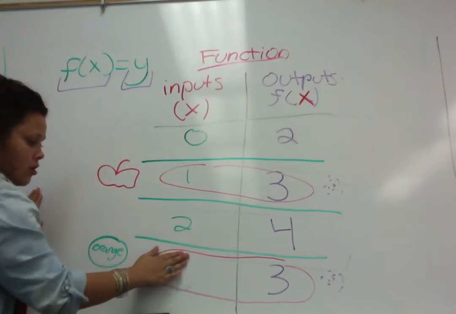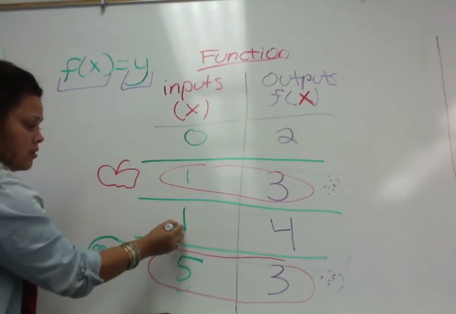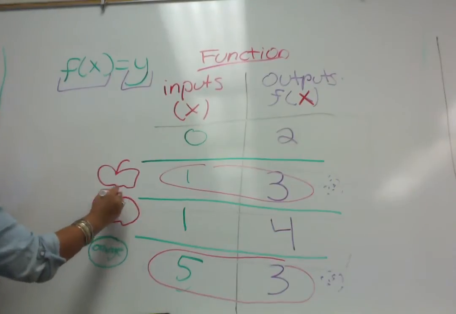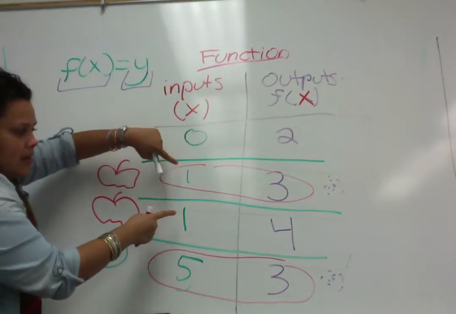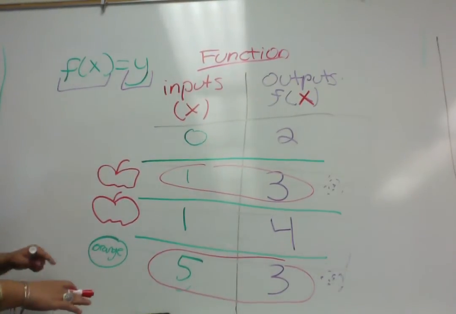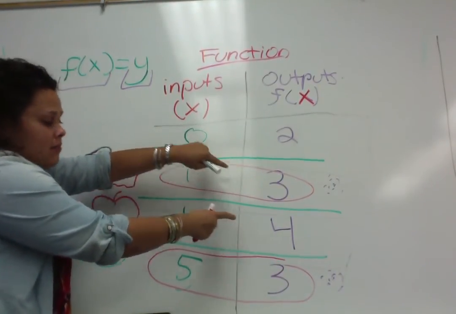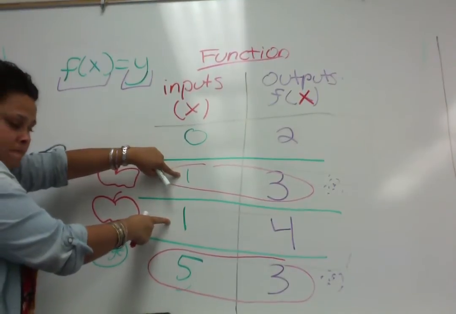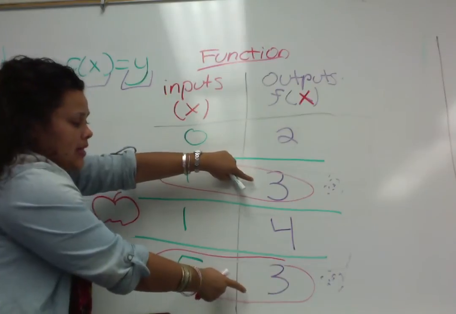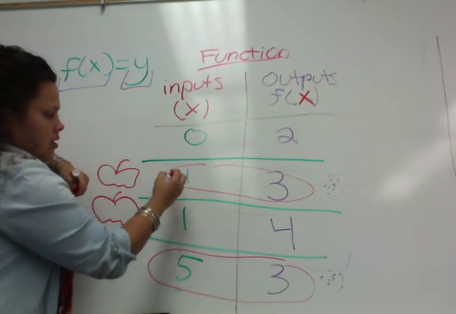So if this right here was a 1, so that means this was an apple right here as well, I cannot have the same input with 2 different outputs. That means it is not a function. These outputs have to be the same if this input is the same. It's okay for them to be different inputs and have the same output, but it is not okay for them to be the same input and have different outputs. This is not okay.